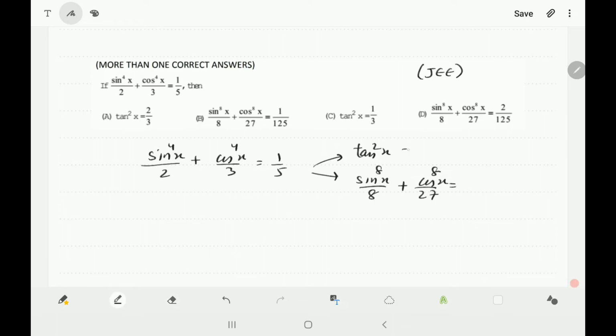Because there are two options given for tan square x, and there are two options given for this expression also. So it is a multiple correct problem type, and it was also asked previously in JEE. So let's try to solve it.